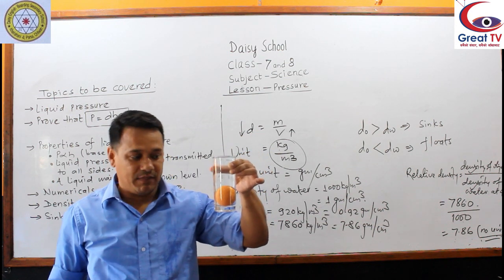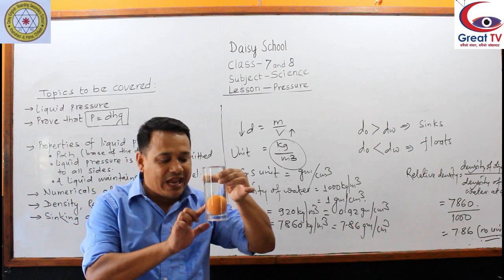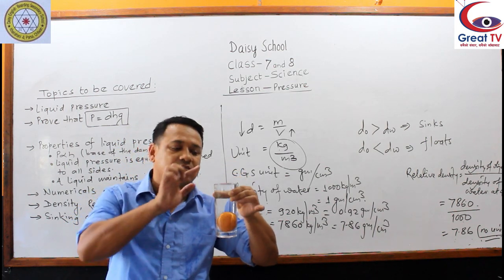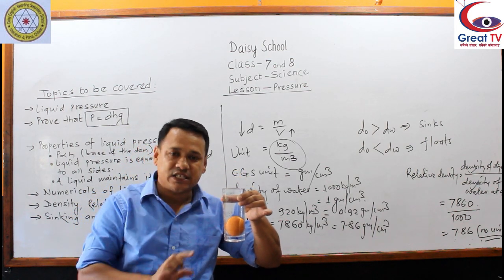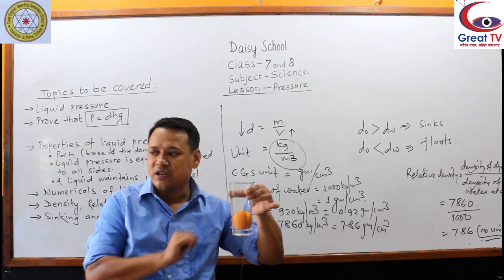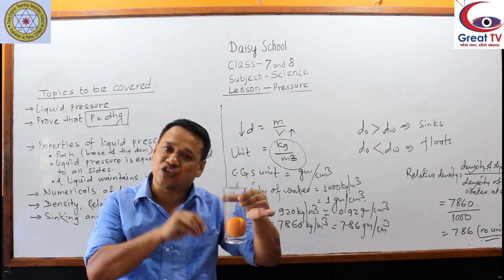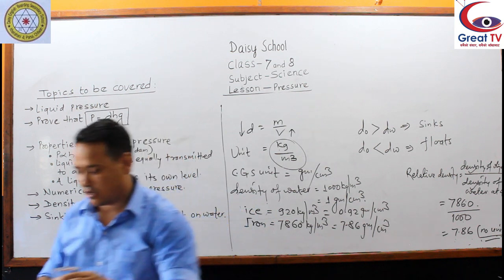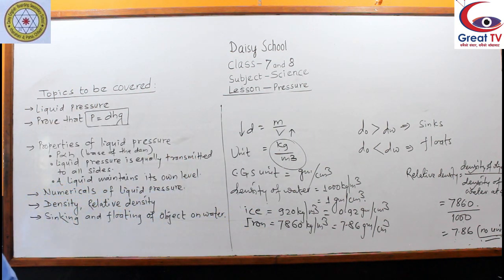Why? Because the density of egg is more than pure water. That's why it sinks. Now let's check once again.